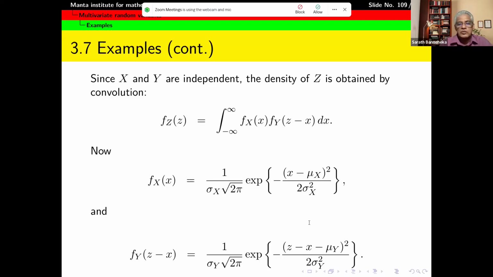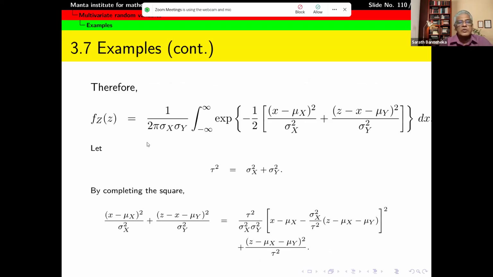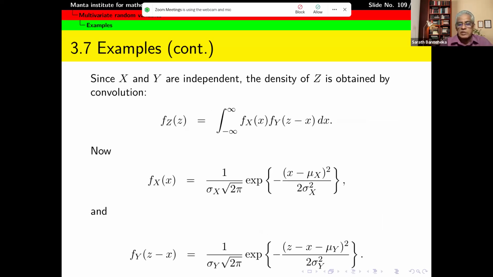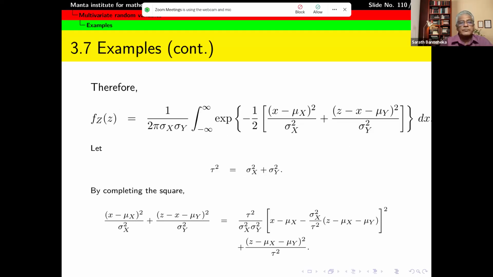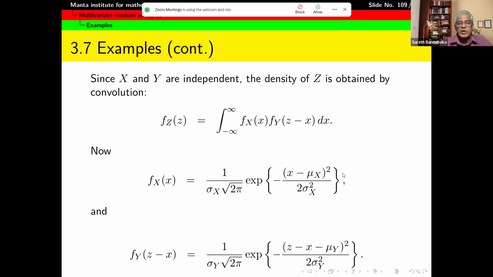So it's easy to get these two expressions, and then we have to substitute here and do the integration with respect to x to get the density function of z. When I do that, the expression will be like this. This is the integration, and some of the constants coming from here and here can be taken out. And then the integration of this expression here is the same as what you get if you substitute these two into this expression.